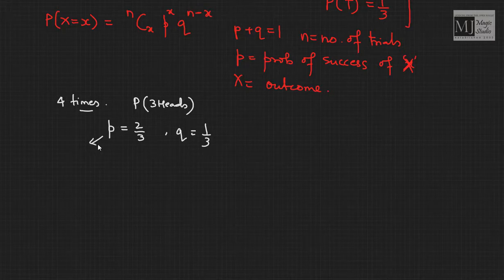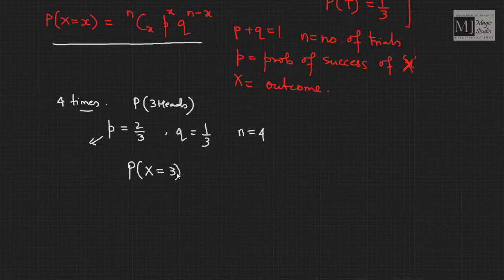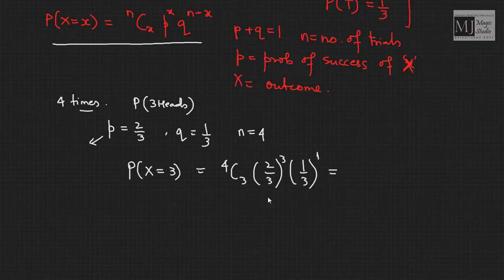P का मतलब हुआ probability of getting one head, probability of getting a head when a coin is tossed. And how many times is the coin tossed? 4 times. अब इस particular format को हम इस्तेमाल कर सकते हैं. Probability of getting x equals to 3, where x is number of heads, equals 4C3 (2 by 3) to the power 3 into (1 by 3) to the power 1, and now we'll solve this.